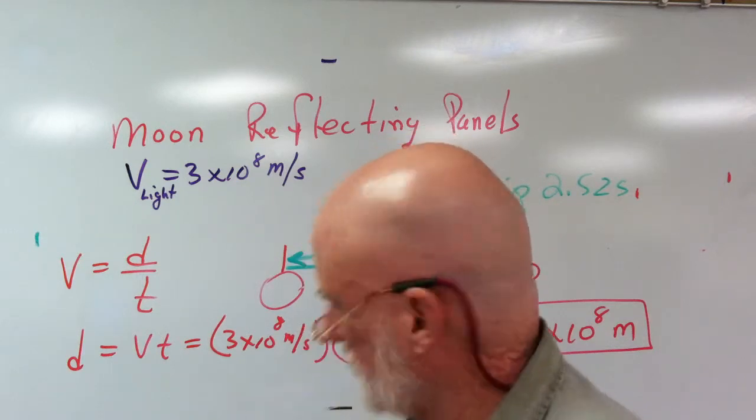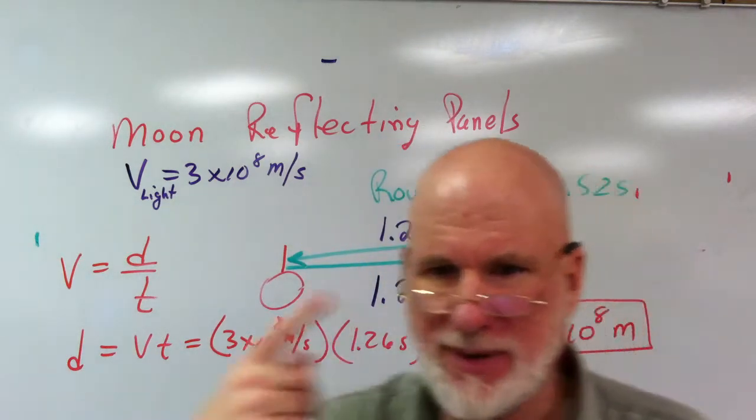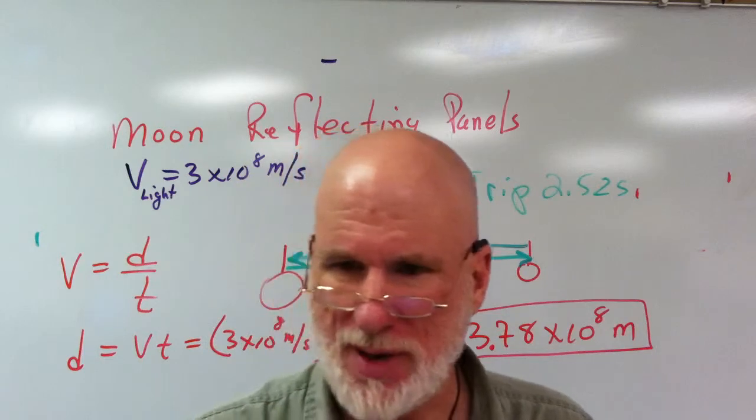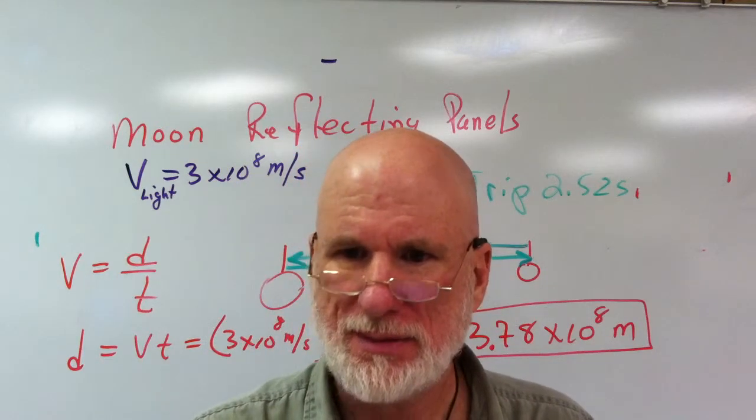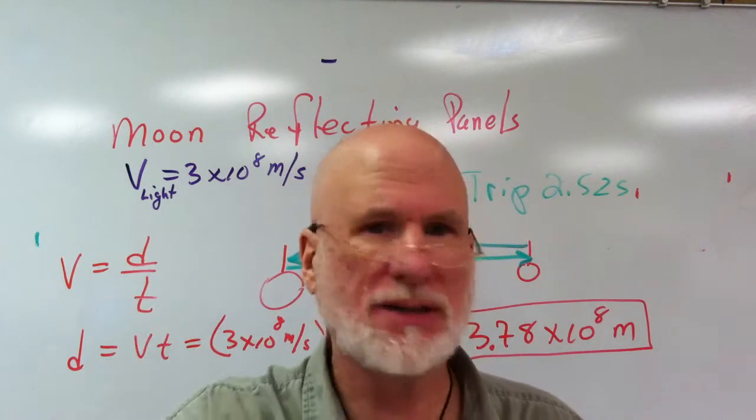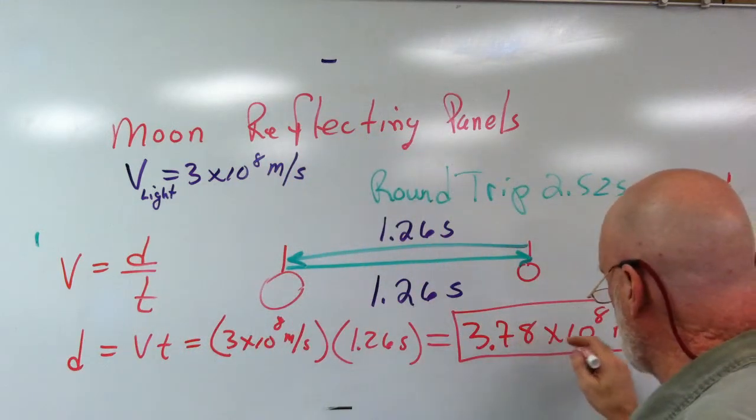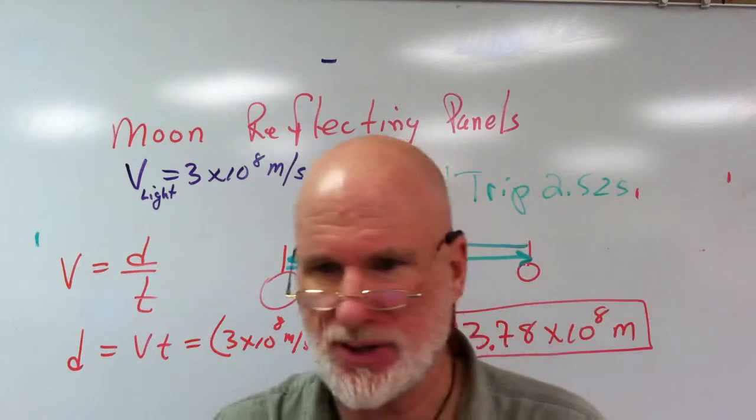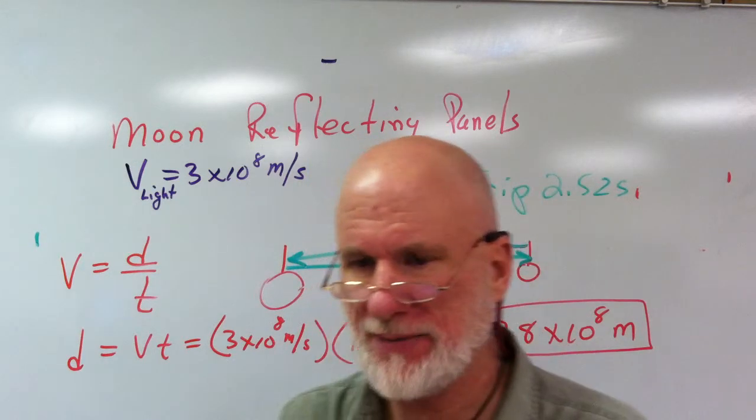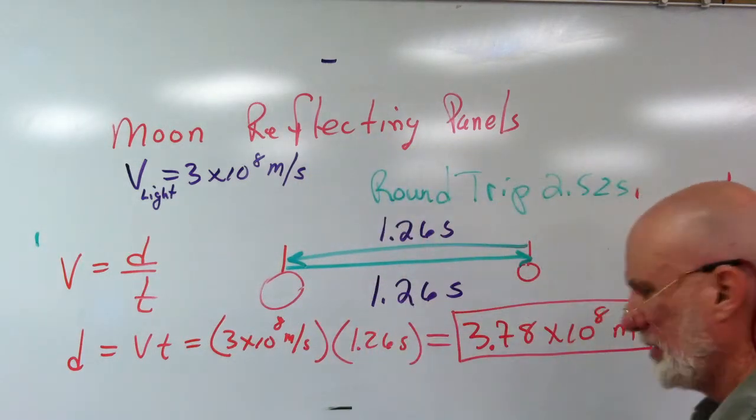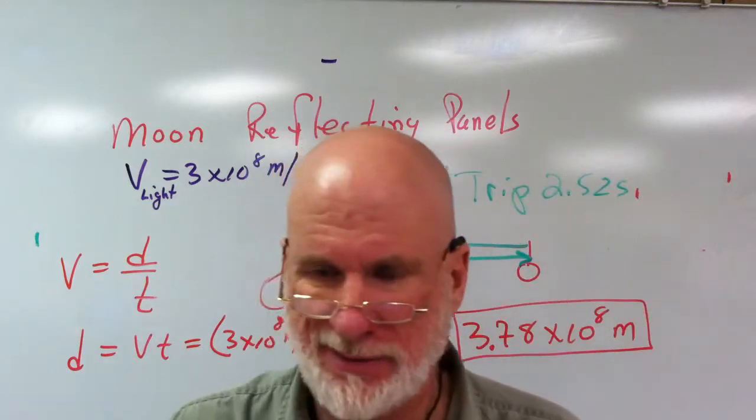So let's find out how many miles that is. How many meters are there in a mile? That's right, 1,600. So 3.78 times 10 to the 8th divided by 1,600 is what? 3 times 10 to the 8th divided by 1,600 equals what?